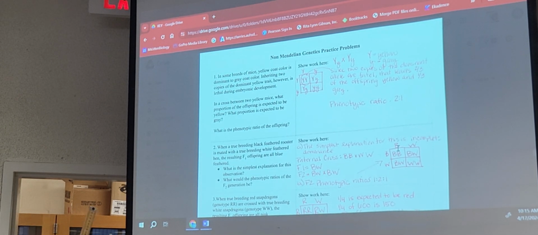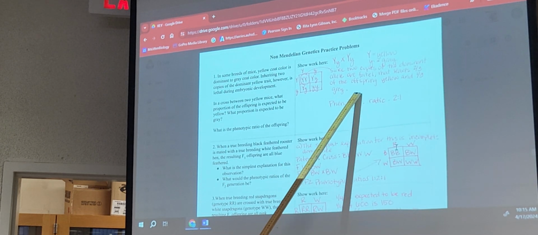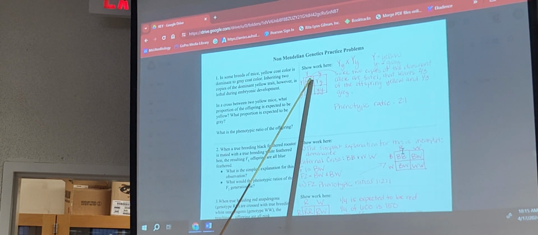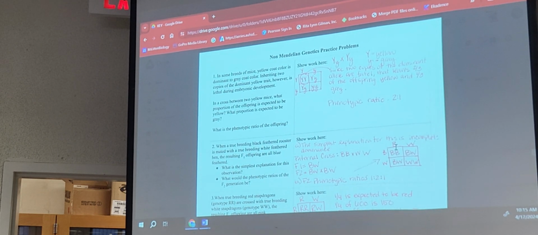in a cross between 2 yellow mice, what proportion of the offspring is expected to be yellow, what proportion is expected to be gray? So since 2 copies of the dominant allele is fatal, we wipe this one out. That's not possible. So 2/3 yellow, 1/3 gray.